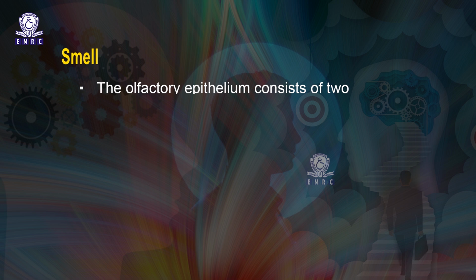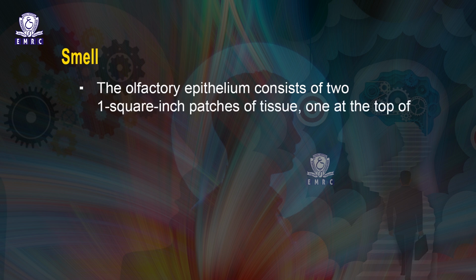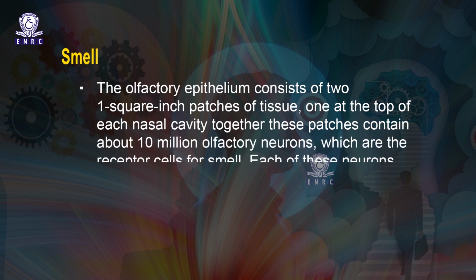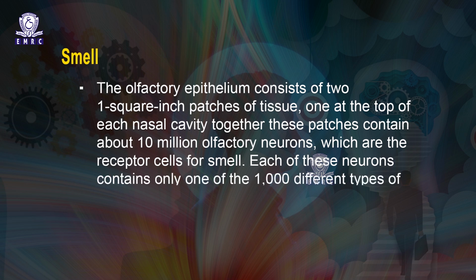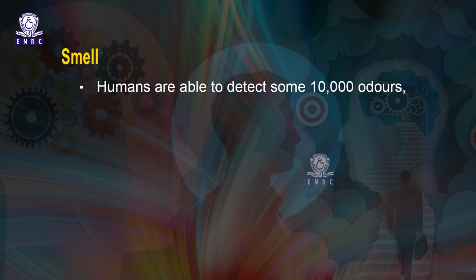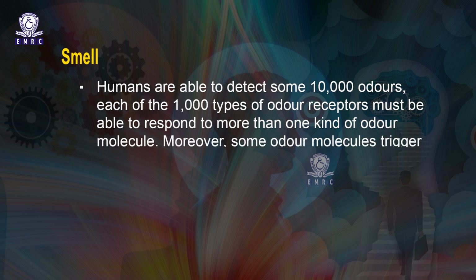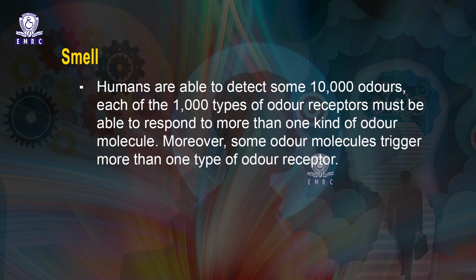The olfactory epithelium consists of two 1-square-inch patches of tissue, one at the top of each nasal cavity. Together these patches contain about 10 million olfactory neurons, which are the receptor cells for smell. Each of these neurons contains only one of the 1000 different types of odor receptors. Because humans are able to detect some 10,000 odors, each of the 1000 types of odor receptors must be able to respond to more than one kind of odor molecule. Moreover, some odor molecules trigger more than one type of odor receptor.